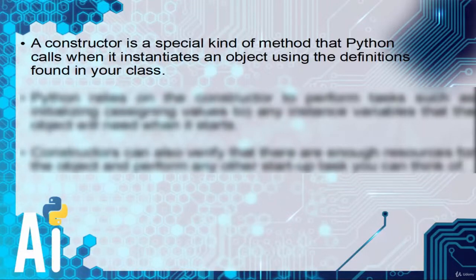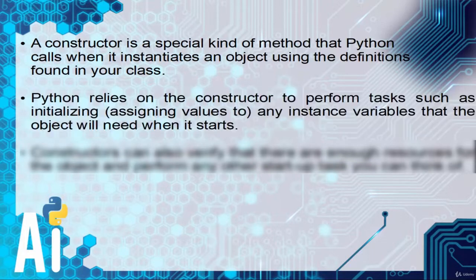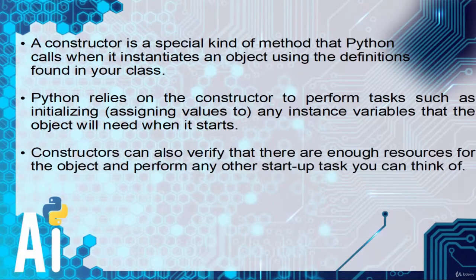A constructor is a special kind of method that Python calls when it instantiates an object using the definition found in your class. Python relies on the constructor to perform tasks such as initializing any instance variable that the object will need when it starts. Constructors can also verify that there are enough resources for the object and perform any other startup task you can think of.